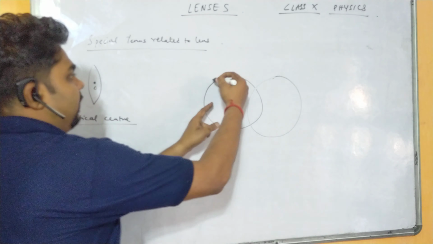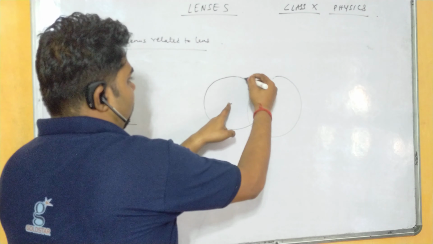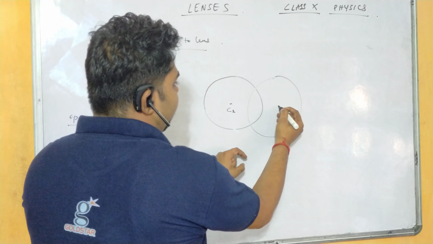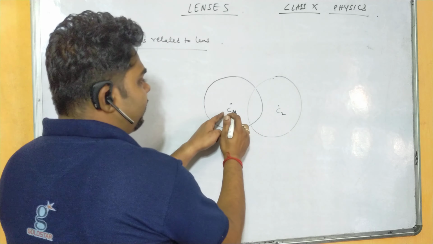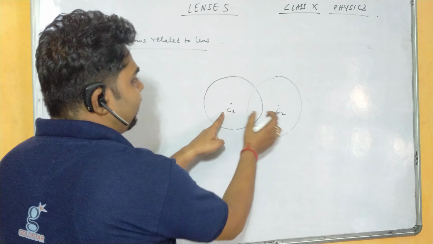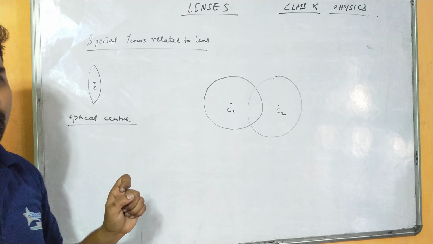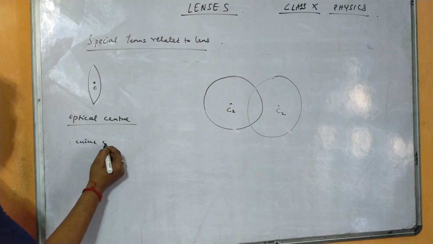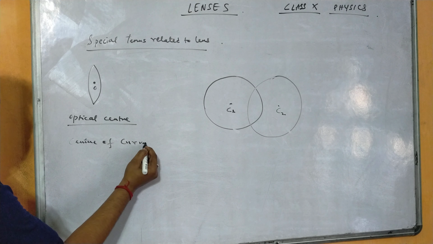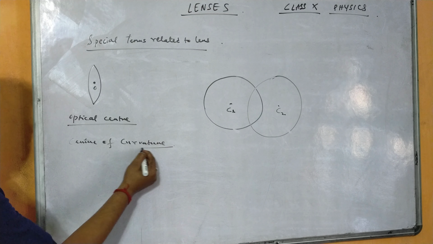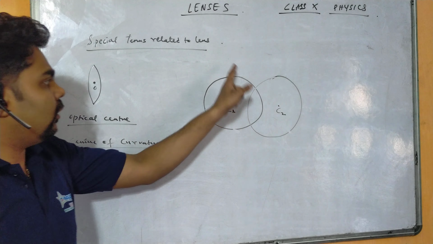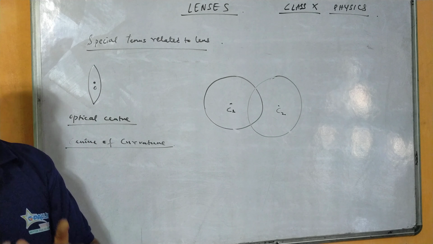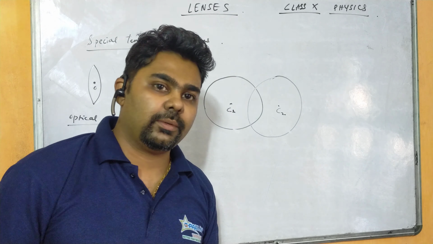Now if we consider this sphere, let us consider that center 1, and for this sphere center 2, right? So this center is called the center of curvature. So what is the center of curvature here? The center of curvature means the center of the sphere of which the lens is a part. So this is how we are going to define the center of curvature.